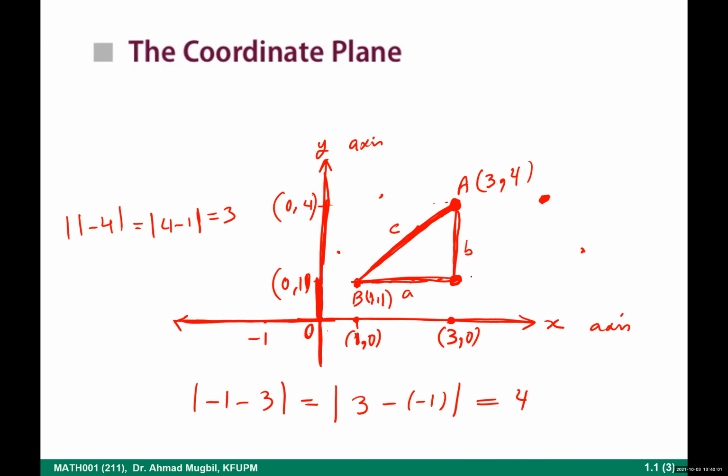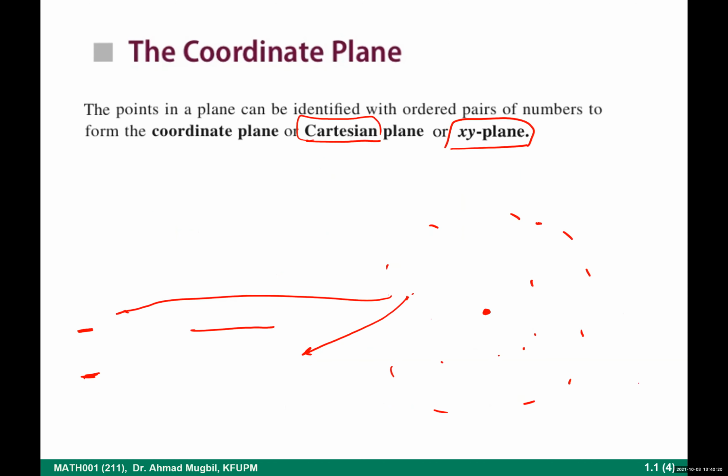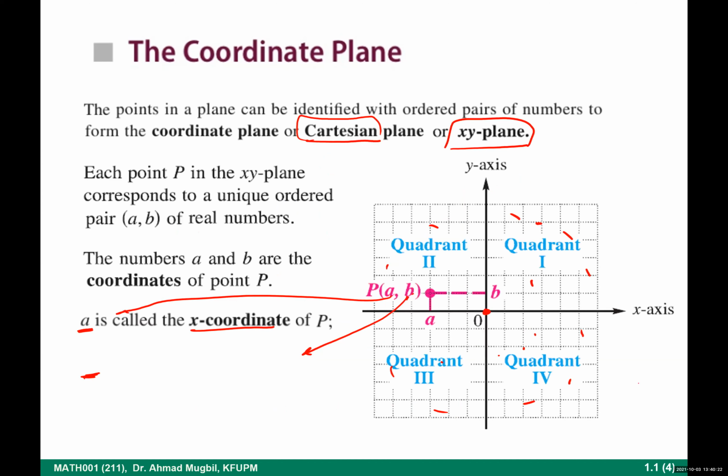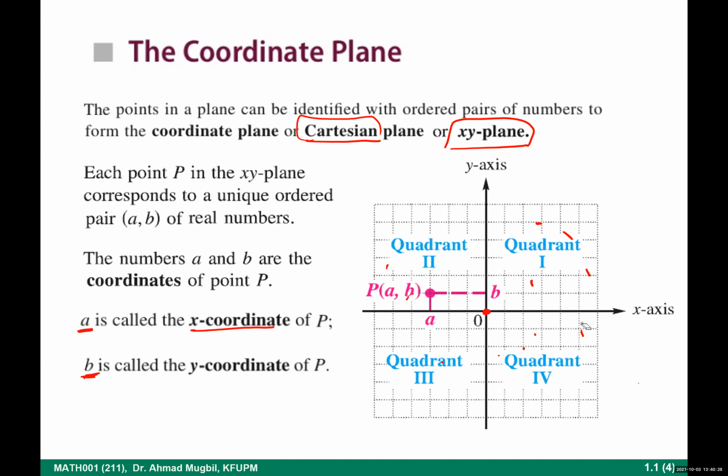What will be this point? This point is 3 and what? 3 and 1, is that right? And this will be 3 and 4. Now you can use this idea, calculate this, square them, take the square root, and you will get C. But the formula, this is what they did exactly to get the distance formula. But before going to the distance formula, let me mention something important.